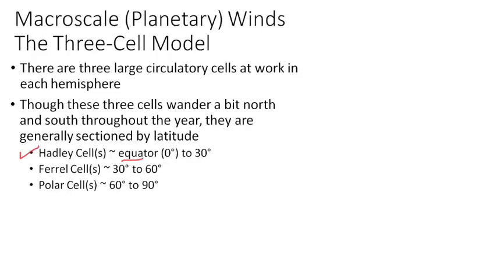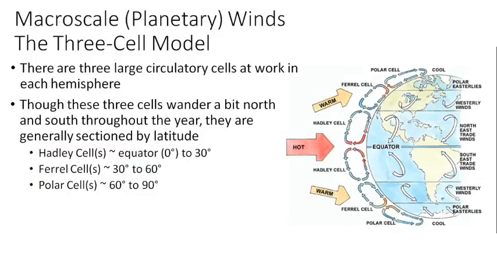So from the equator to 30 degrees latitude, now this is approximate in either hemisphere, we have the Hadley cell. Then if you go from 30 to 60 degrees, we have the Ferrel cells, and then from 60 to 90 degrees, we have the polar cell. Now that's just very rough, and these boundaries wander throughout the year, and we'll talk about that a little bit. So here is my 3/6 cell model.